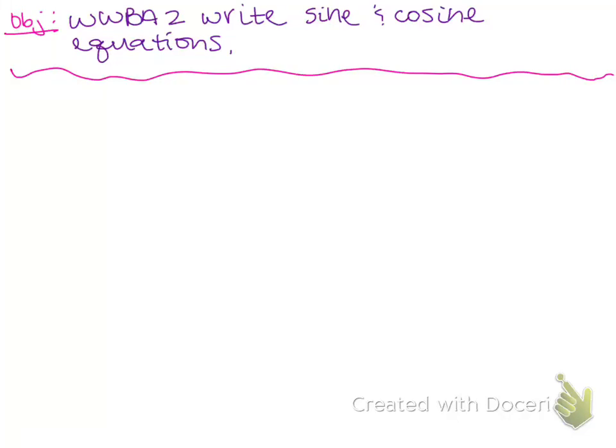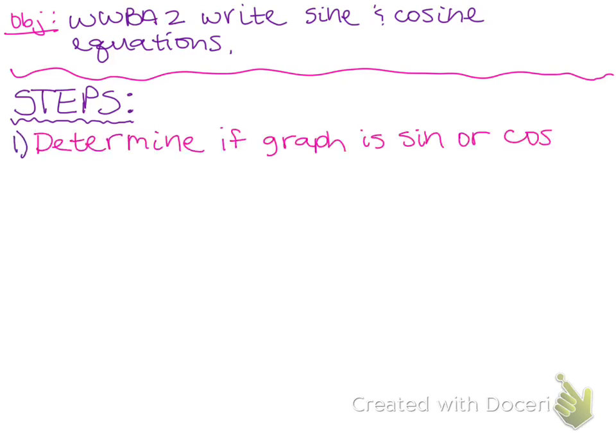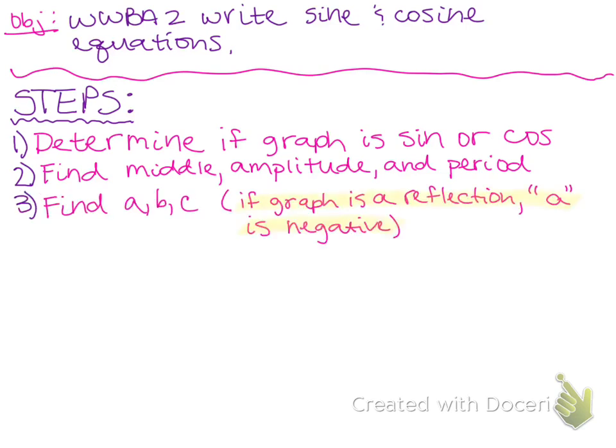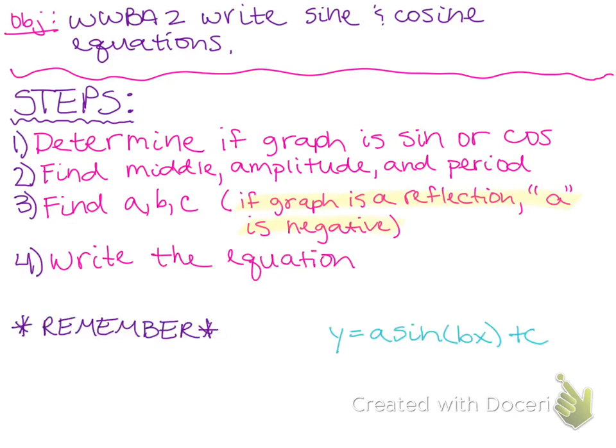Today we will be able to write sine and cosine equations. Here are the steps. Determine if the graph is sine or cosine. Find the middle, amplitude, and period. Find A, B, C. If the graph is a reflection, A is negative. Write the equation. Remember, y equals a sine bx plus c, and y equals a cosine bx plus c.